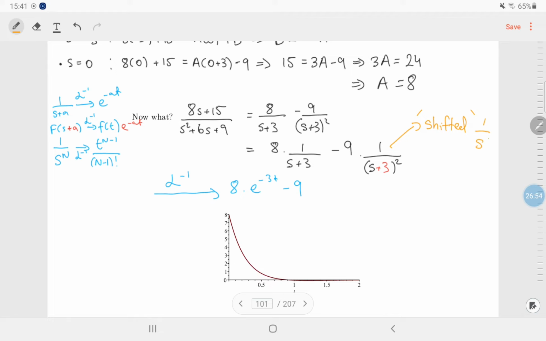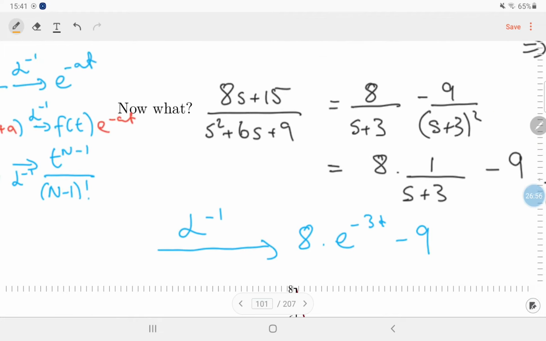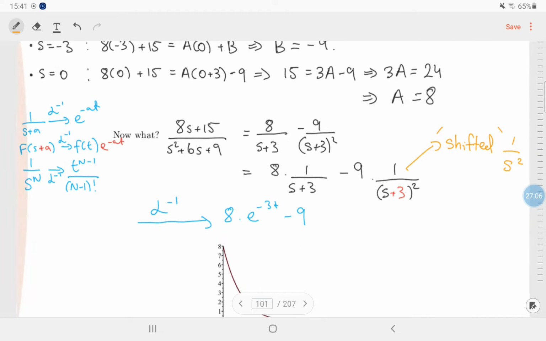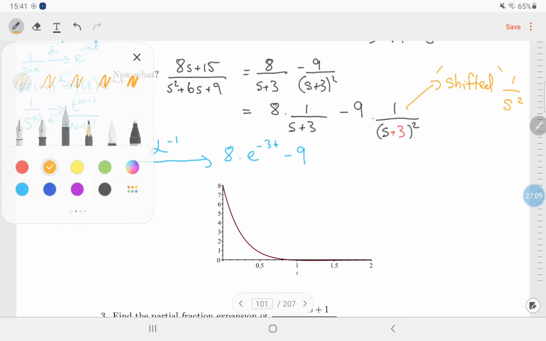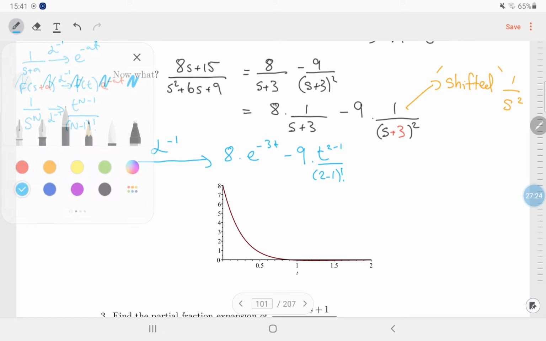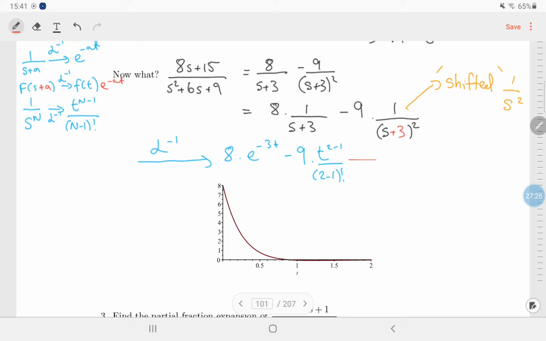1 over s squared. So the first shift theorem says that, looking on the left here, if it's a big F of s plus a, you just bring it back as normal, as if it's not shifted, and then multiply by the exponential shift. So you must bring back 1 over s squared as normal. The 1 over s squared comes back using the bottom of these three formulas. So it'll go to t to the power of n minus 1, that's 2 minus 1, all divided by 2 minus 1 factorial. But because it was shifted, we must multiply it by e to the minus 3t.